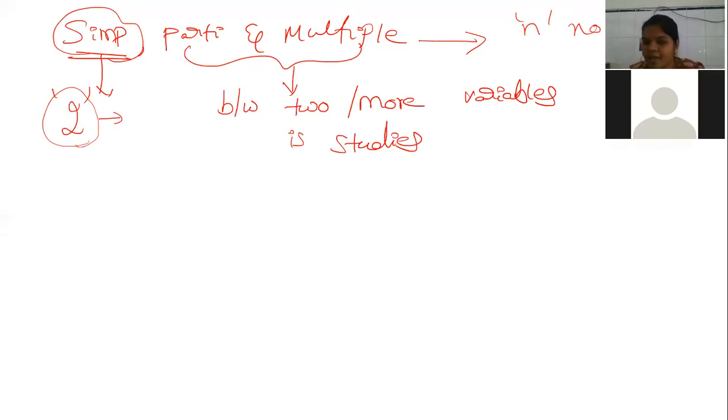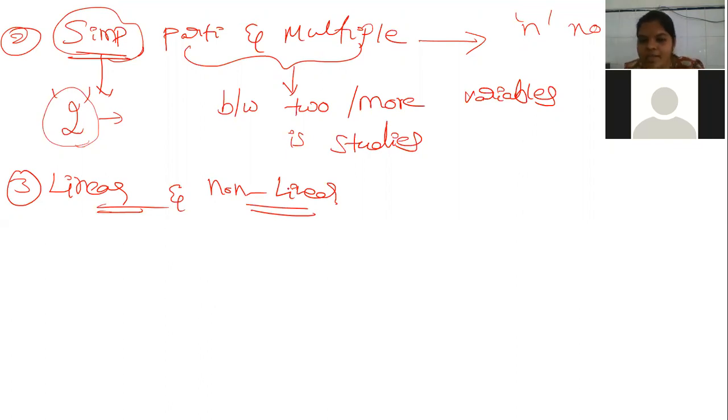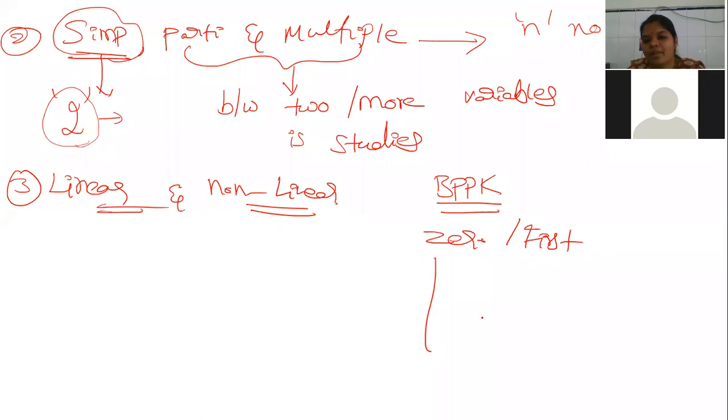And one more important type of correlation you have, that is, this is the third one and this is the second one. Linear and non-linear. I think you already studied under BPPK. Under BPPK subject, you already studied about zero order and first order. I think so. Is it right? Zero order and first order. So how will the graph patterns be? Either the graph will be like this or the graph will be like this.